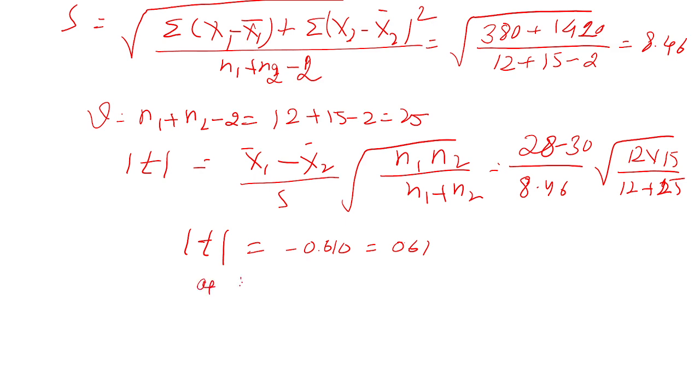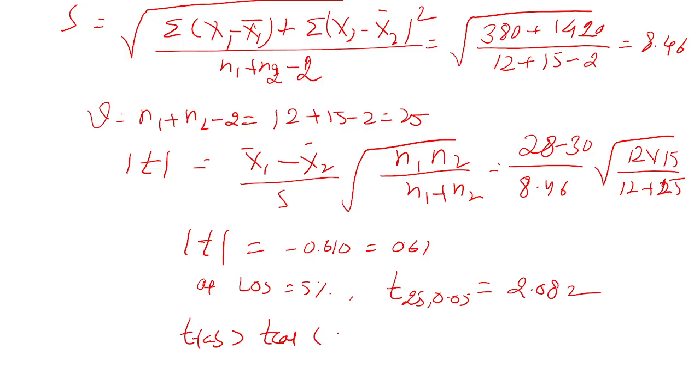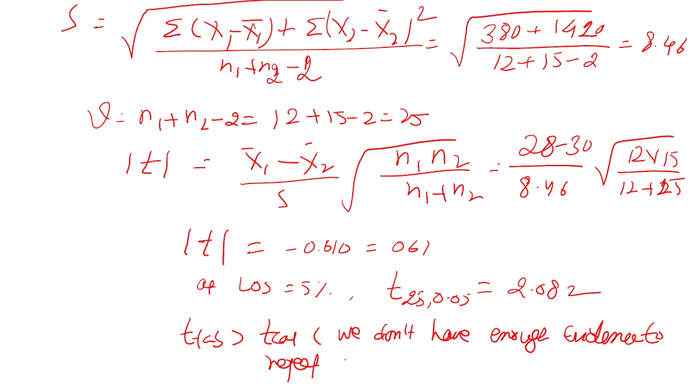So at the 5% level of significance, t at 0.025 will become 2.052. So T tabulated is greater than T calculated. So we don't have enough evidence to reject the null hypothesis. So I think this part will be clear. Okay.